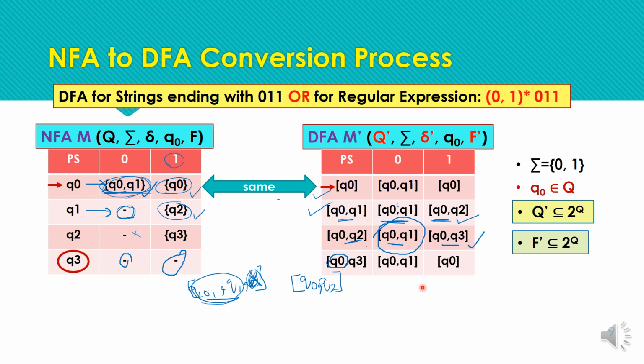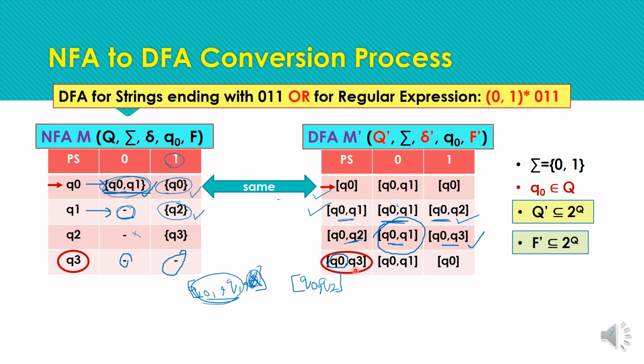So this is the transition. Now we are completed with the process. All the transitions are identified for DFA, and the new sets are Q0, Q0 Q1, the third state is Q0 Q2, and the fourth state is Q0 Q3. Okay, so this is the complete DFA for the NFA.